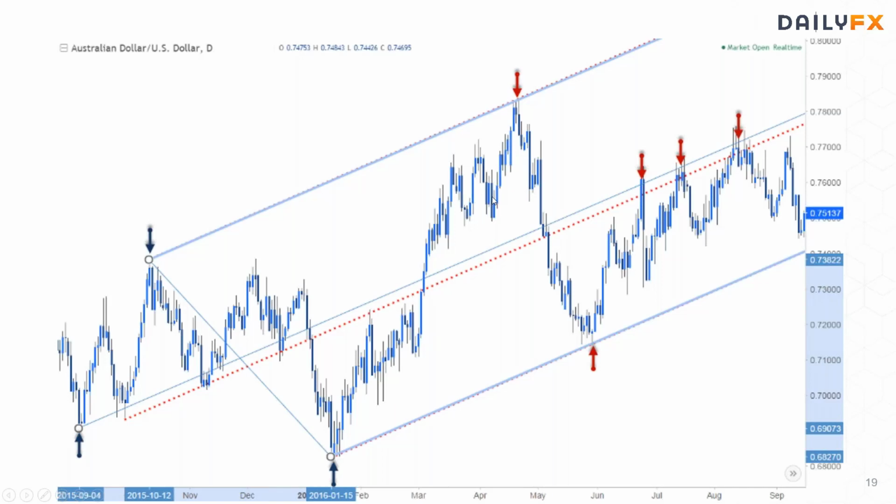Your basics for pitchfork analysis. A break of the median line looks for a tag of the upper parallels. A break of the median line to the downside looks for a tag of the lower parallels. The median line is to be used as an inflection, resistance, or support zone. From the way down, support, on the way up, resistance, resistance, resistance.